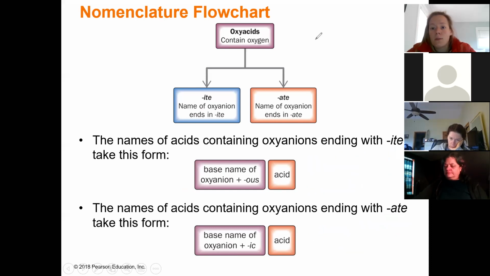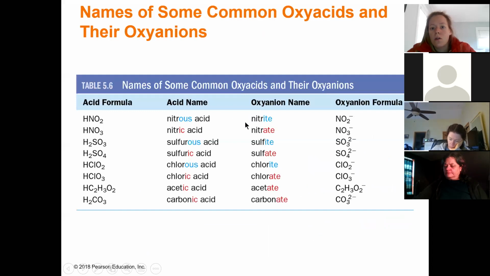So the next slide shows us some of the truncations. So nitrite goes to nitrous, nitrate goes to nitric. Sulfite, you write the whole sulfur, sulfurous acid, sulfate, sulfuric acid. Ites, ous, ates, ic. Again, none of these have hydro in front of them. So we don't use hydro with oxyacids. We just use the hydro for the binaries. Any questions on those?